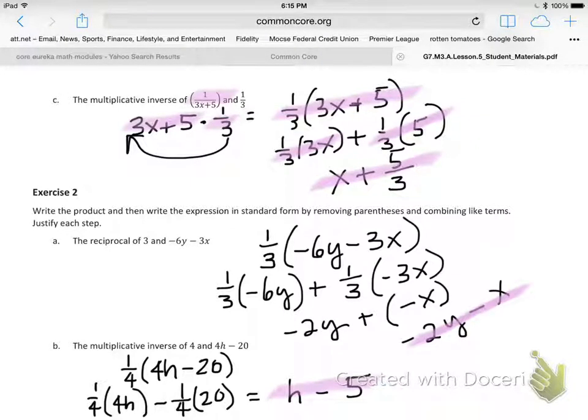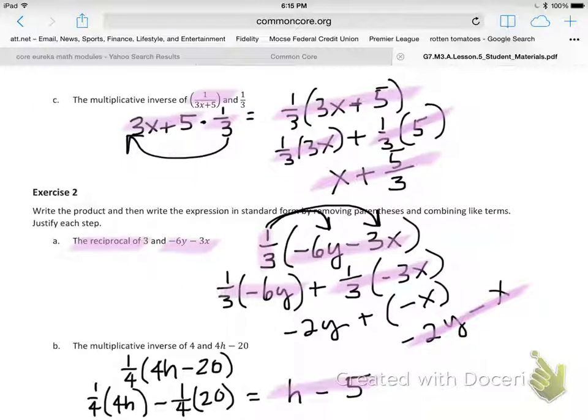Okay, so here we are back again. Exercise 2, the reciprocal of 3, and -6y minus 3x. So reciprocal of 3, of course, is 1/3. I went ahead and just put that expression into parentheses, and went ahead and distributed. I just want you to be clear what I'm doing in this step here. What I'm doing is I'm actually taking them out one by one and distributing. So first I'm doing 1/3 times the -6y, and then doing the 1/3 times the -3x. Okay, so I am just taking those out and distributing those separately.